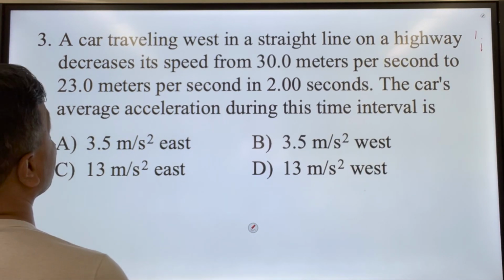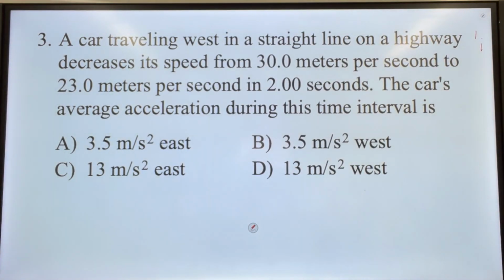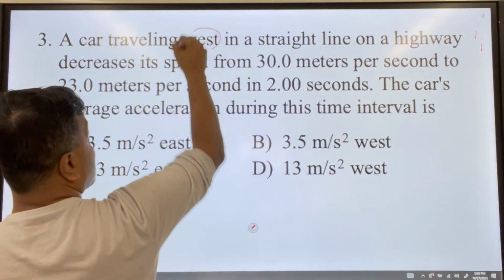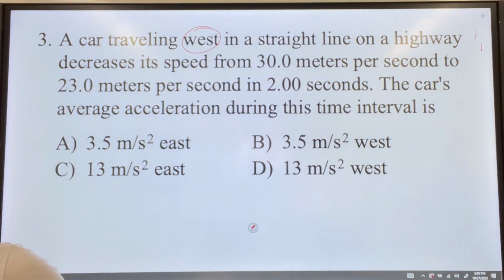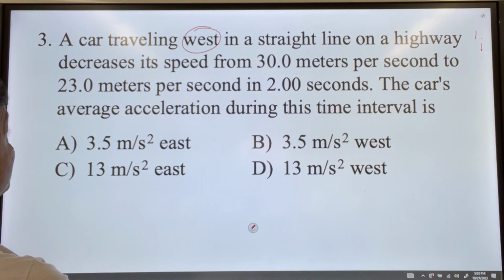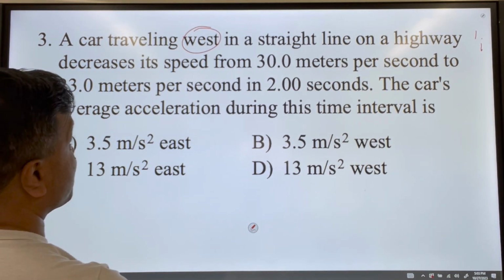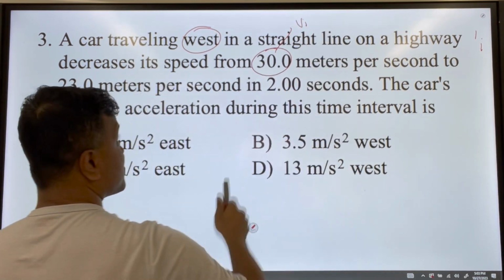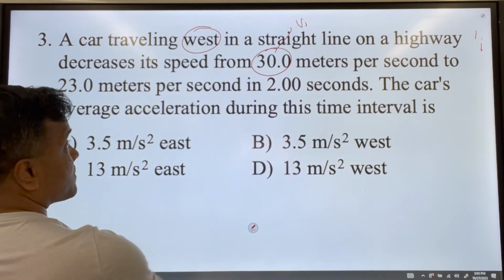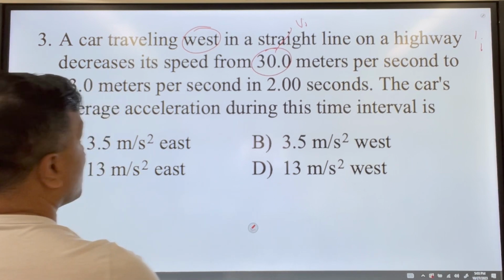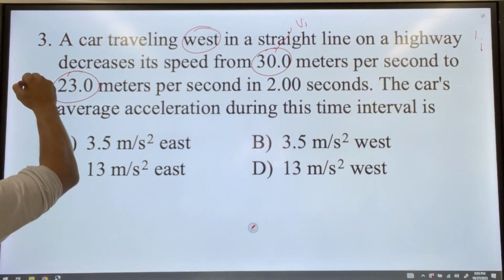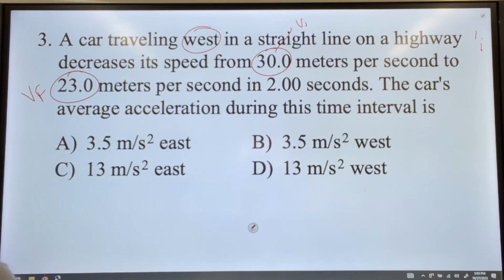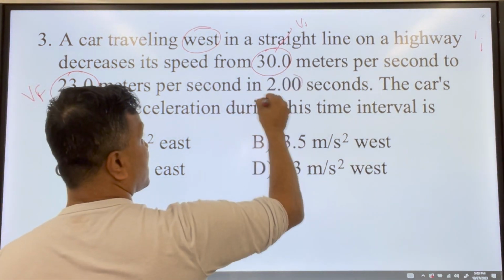Okay, so problem 3, a car moves west, this time west. Remember, west means negative. In a straight line on a highway, it decreases speed from 30, so this is V initial, this must be negative because west, to 23, this is V final, meters per second in 2 seconds.